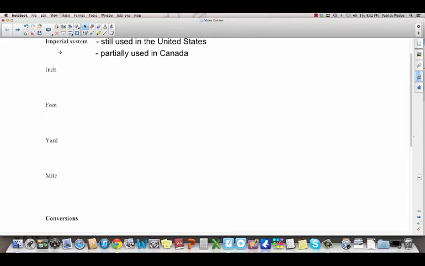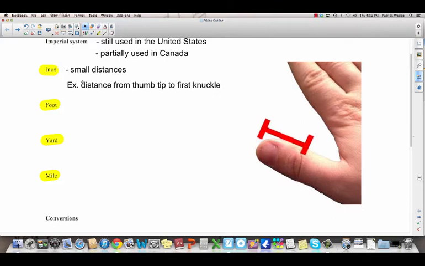Okay, so some of the important measures when we're dealing with the imperial system are the inch, the foot, the yard, and the mile, going from smallest to biggest. So the inch is a very small distance. And remember last time we talked about a referent? A referent is something you can think of to help you get a sense of how big a distance is. So a referent for an inch is the distance from your thumb tip to the first knuckle. So from the end of your thumb to the first knuckle is about an inch.